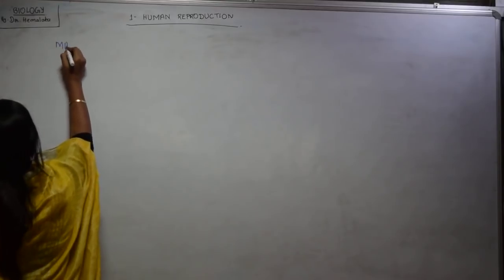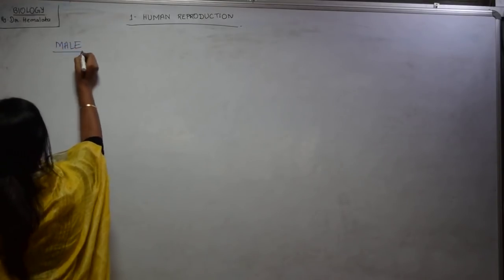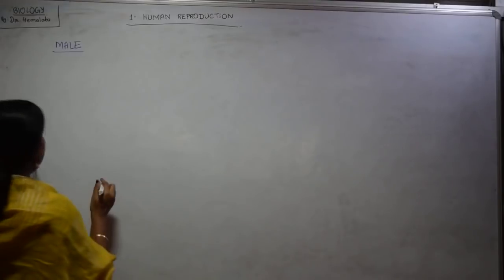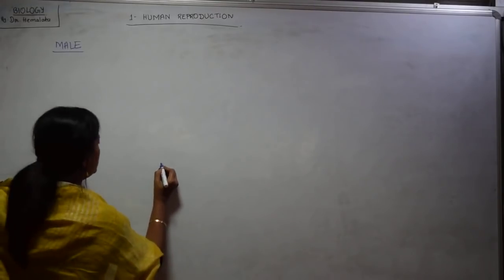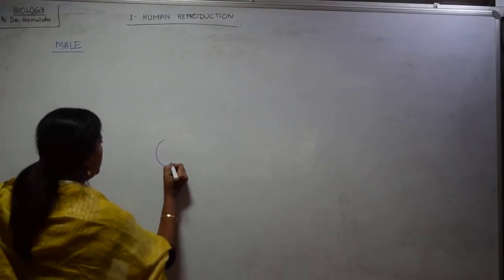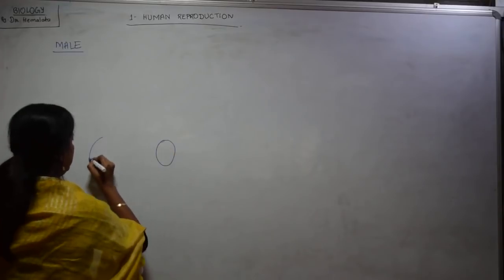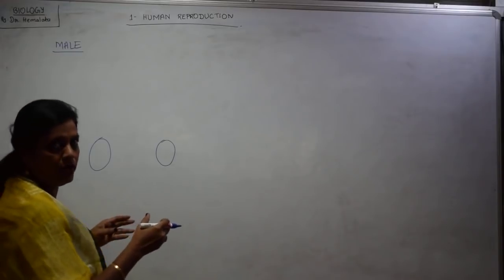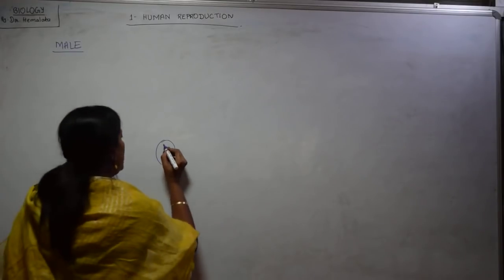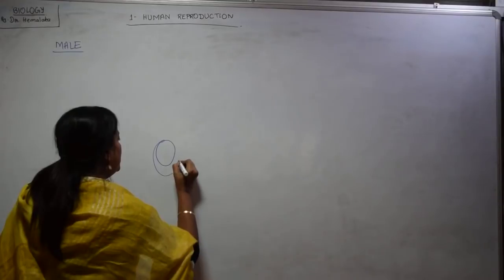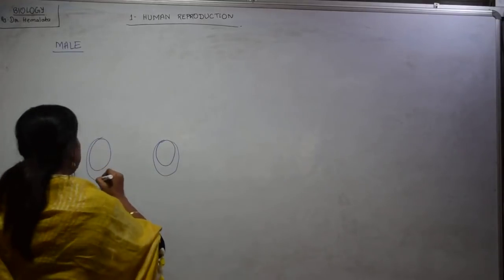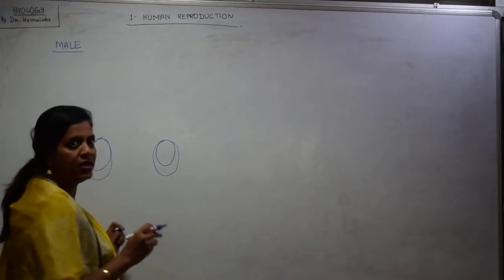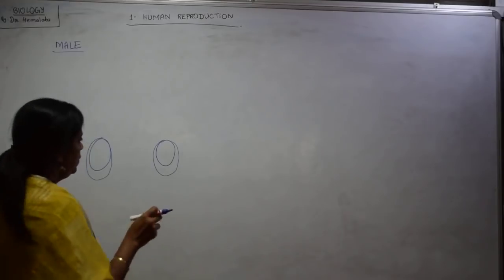So it is about the male reproductive system. It begins with two structures on either side. These are the two testes; I am drawing two testes. They are found hanging outside the body. These are present within a membranous sac we call the scrotum.